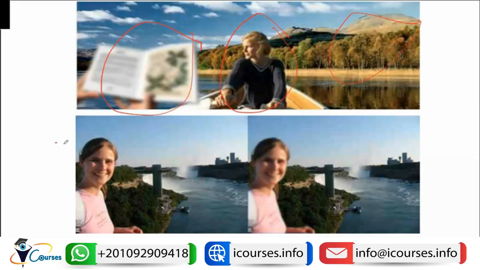So this is the sight of a patient who has normal vision, and this is the sight of a patient who has hypermetropia. They cannot see the near target clearly, but they can see the distant target clearly.